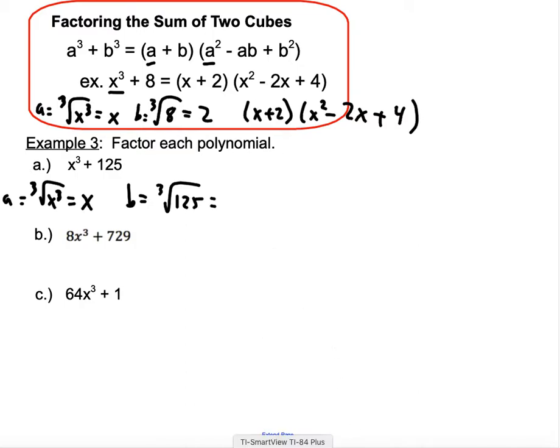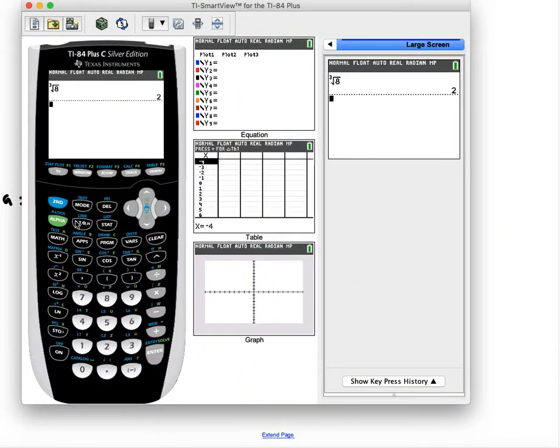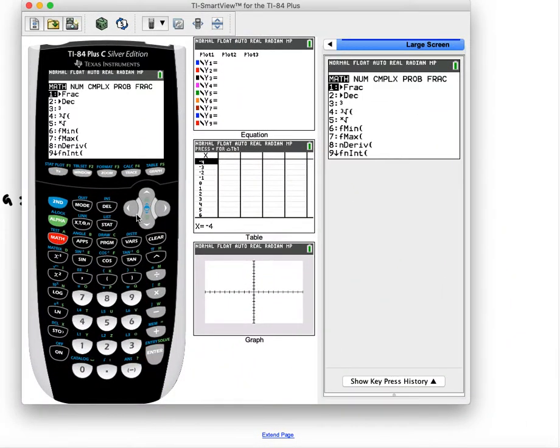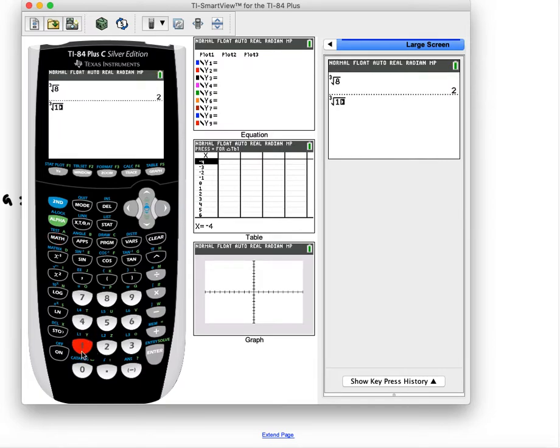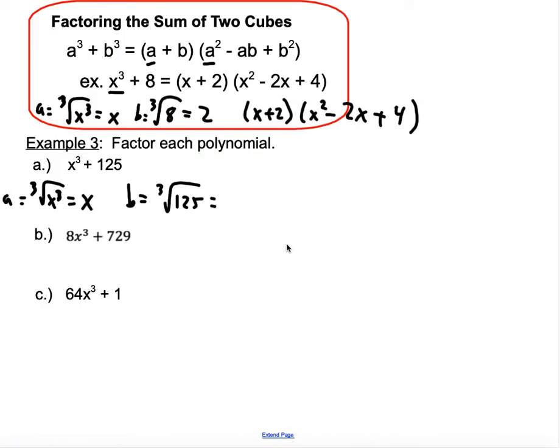And if you don't know, plug that into your calculator. So let me show you how to do that again. I can go math, go down to the fourth one there, and punch in 125. It's going to tell me it's 5. So the cube root of 125 is 5. So my a is x and my b is 5.